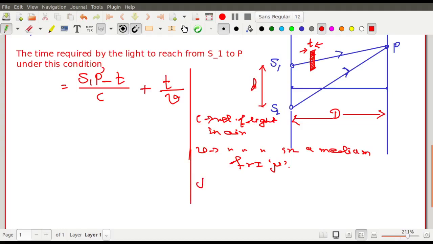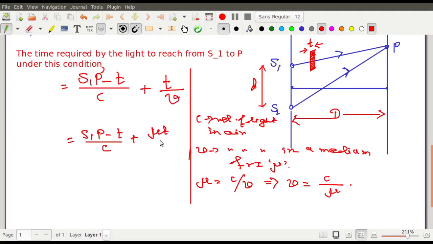We know that mu equals C by V. So V I can replace with C by mu, right? So we can write V as C by mu. So this will turn out to be S1P minus T divided by C, plus mu T by C, once I replace this V with C by mu. So this gives me 1 by C, and this one will be S1P plus mu minus 1 into T. So what has effectively happened over here?